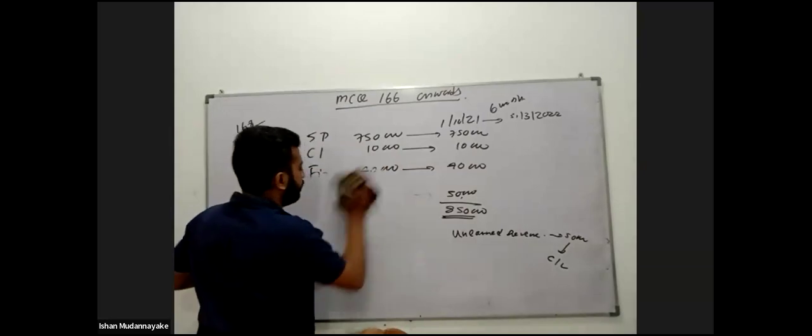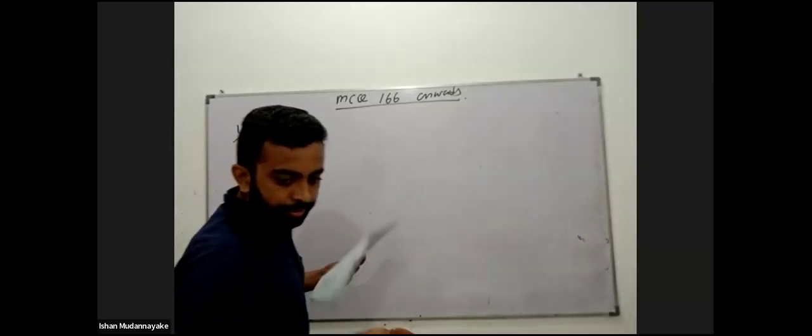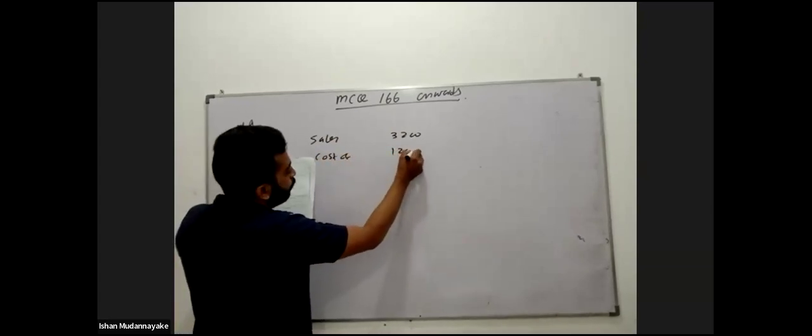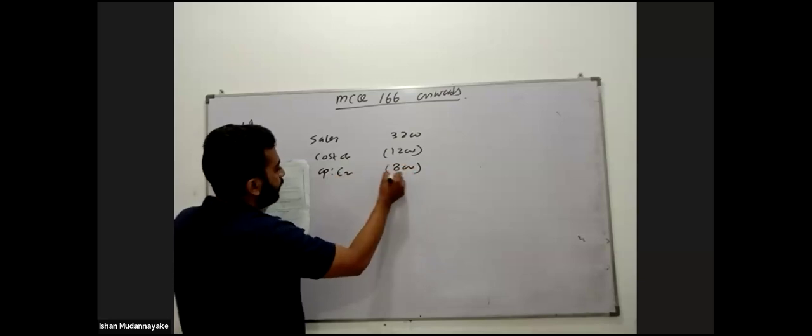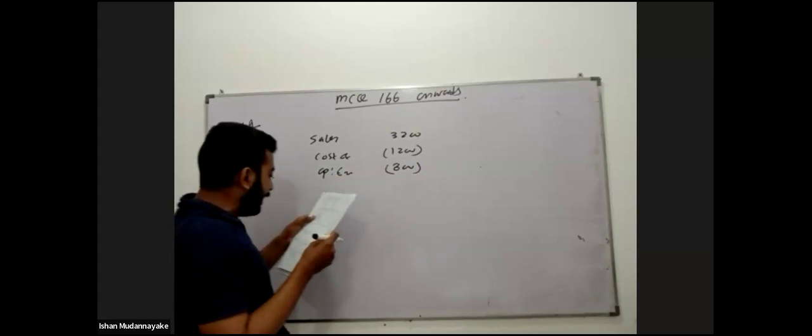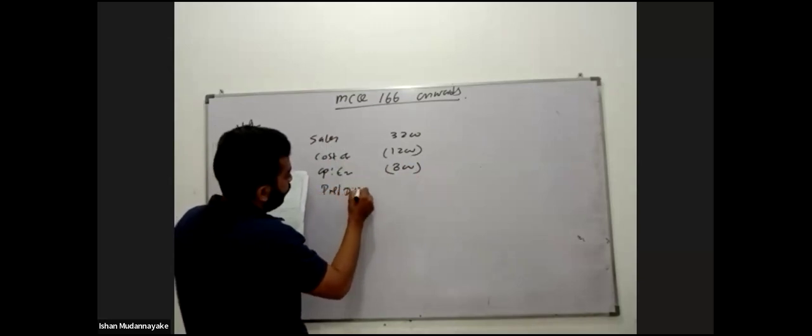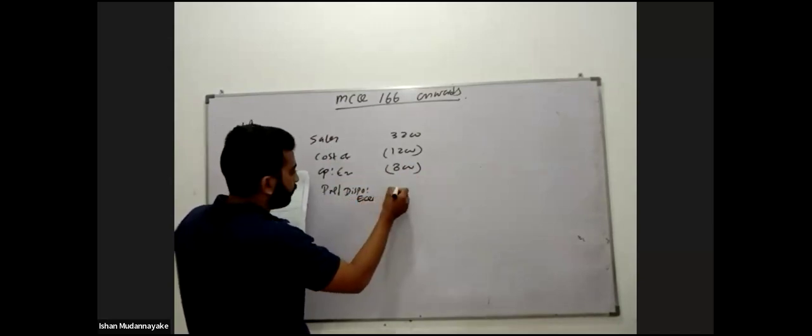Question number 169. Profit for the period: sales 3,200, cost of sales 1,200, operating expenses 800 minus, and then profit from disposal of equipment 300.